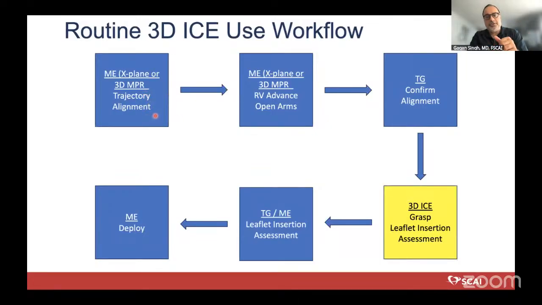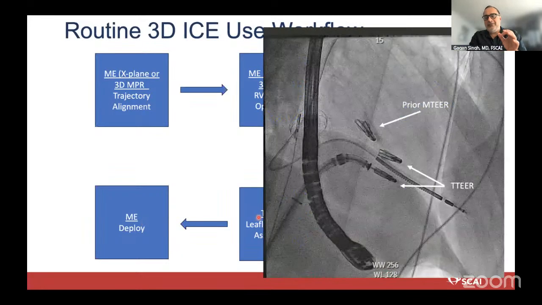You do your trajectory and your alignment with your TE, you advance into the ventricle, you open up your arms, you bring your transesophageal probe into the stomach, and you confirm your alignment and you leave it there. You have your 3D ICE catheter in the RA, and then you do your grasp, you do your leaflet insertion assessment, and then only at one time do you pull the TE probe back into the esophagus, and then you deploy. And so this is what in that scenario the fluoro image looks like.